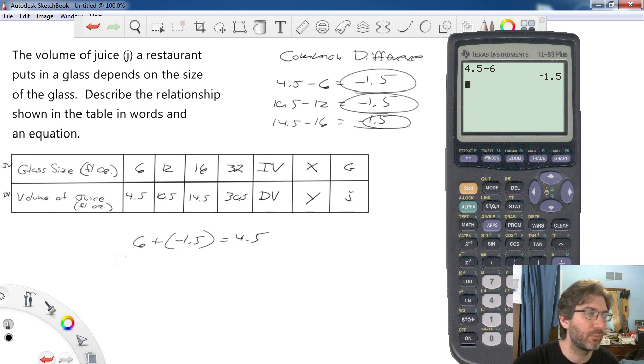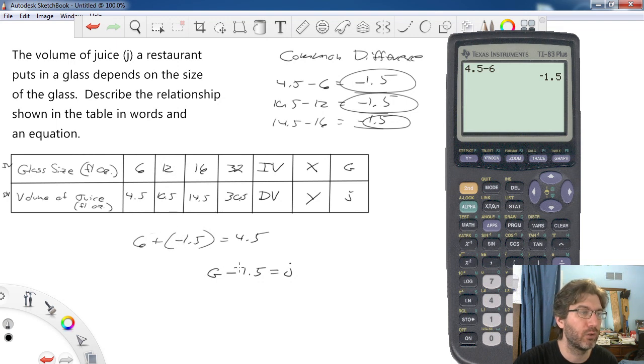So in order to get the amount of juice you put in, you take the glass size, the G of it, and you're going to subtract 1.5. And that's going to equal the amount of juice you put in. And that holds true for all of these. If I were to take 6 and plug it in for G, it would be 6 minus 1.5. I would get J, which is 4.5.